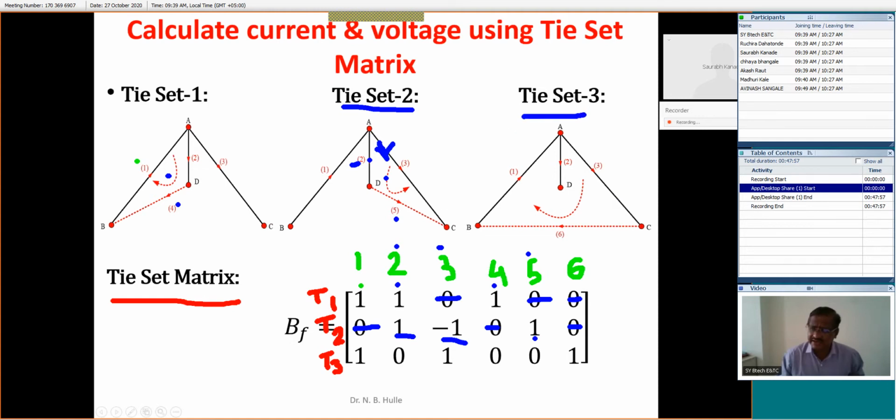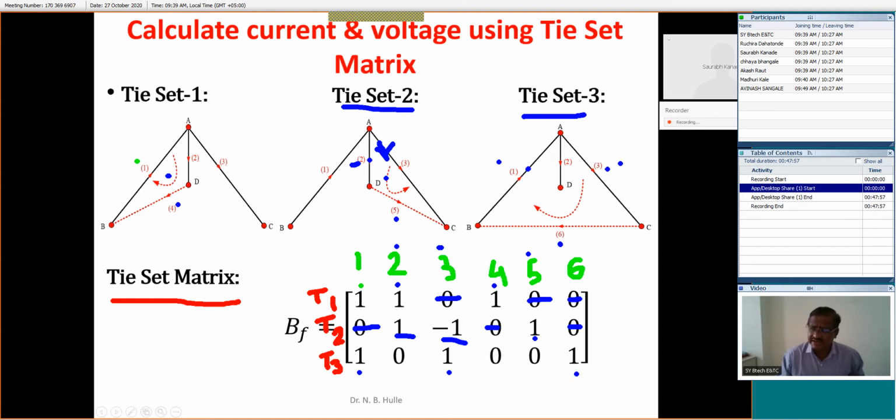Similarly, coming to tie set number 3, we will make entries only for this tie set. What is the tie set? Branch number 1, branch number 3, and branch number 6 form the tie set. Is it right? Now, how is the entry for branch number 1? The direction of the current and the assumed direction of the loop current are both the same. That's why its entry is plus 1. For branch number 3, both directions are again the same. That's why its entry is again plus 1. For branch number 6, again the same is the case.